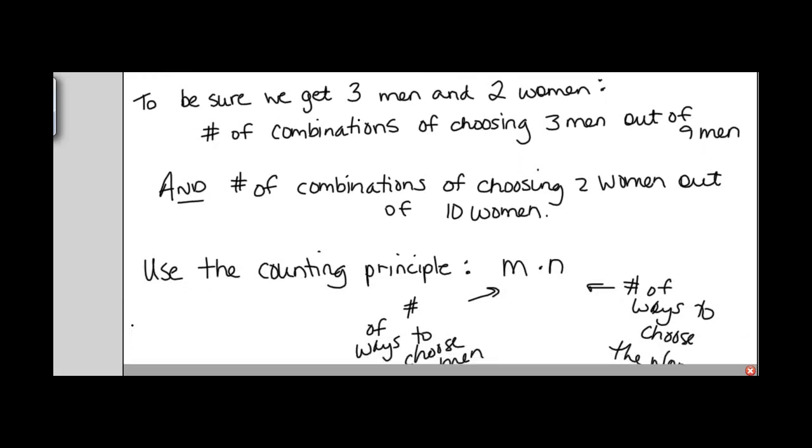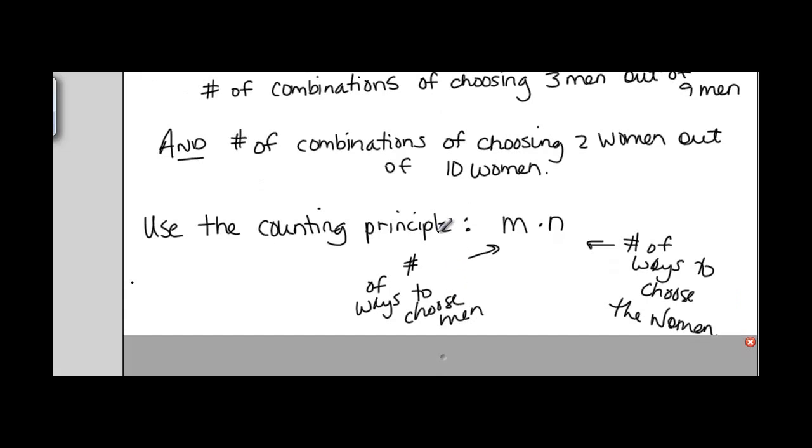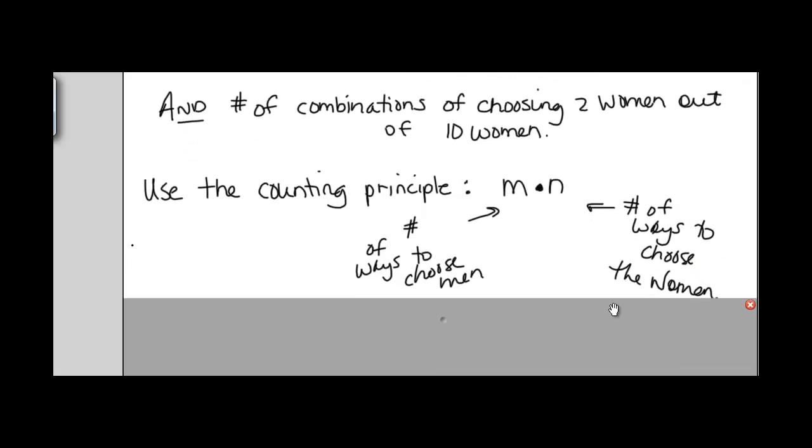Remember that for the counting principle, we used M times N, which was the number of outcomes from one event times the number of outcomes from a second, giving the number of total outcomes for those to happen together. So the first event here would be the number of ways to choose men for our group, and then we'd have a number of different combinations of choosing the women for that same group. So let's find our combinations.